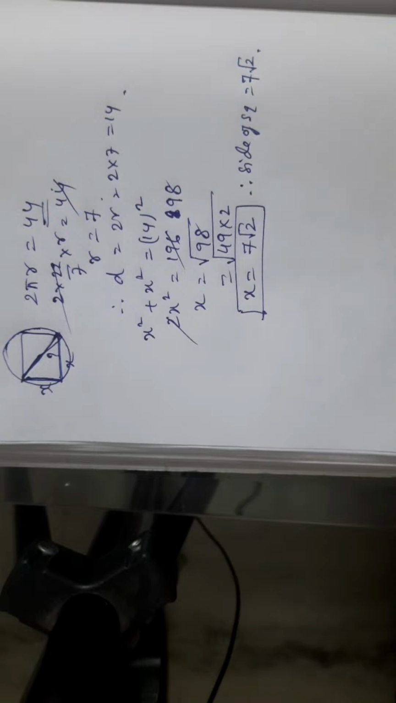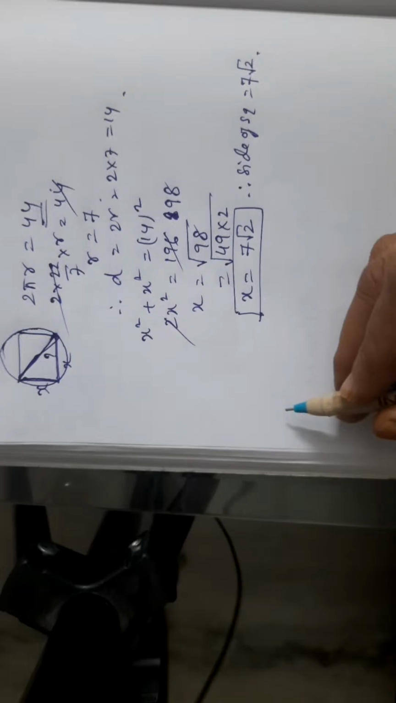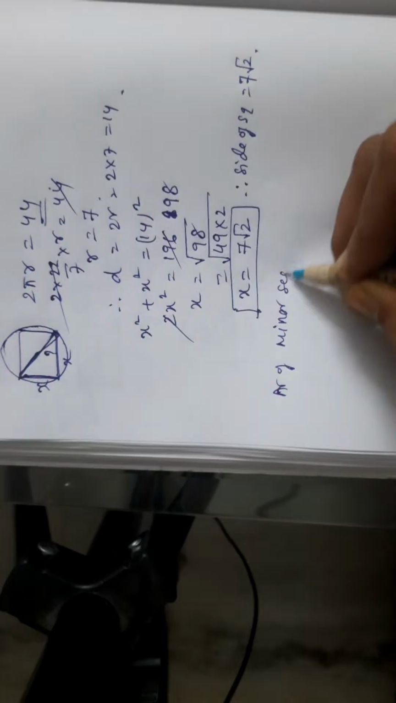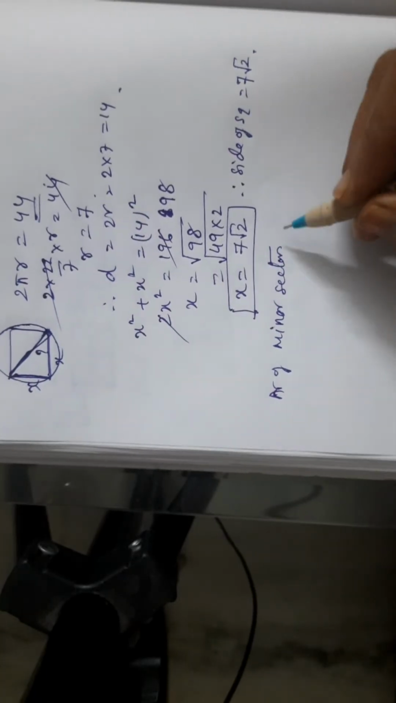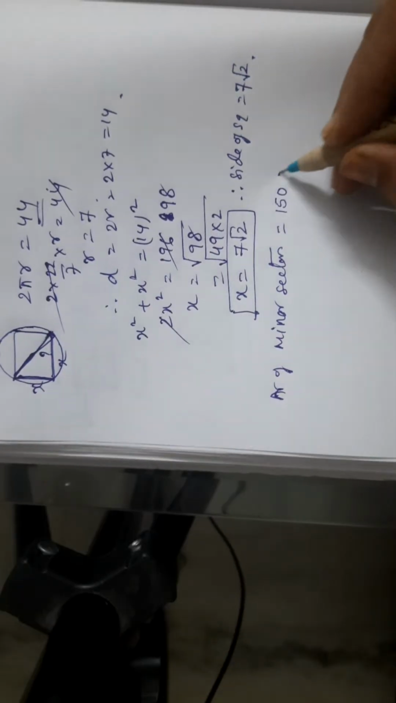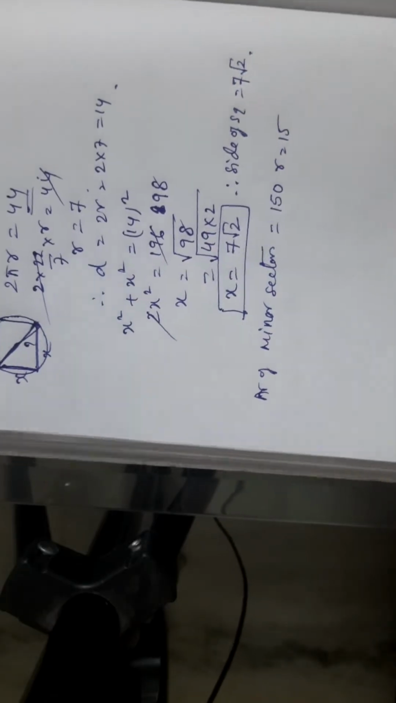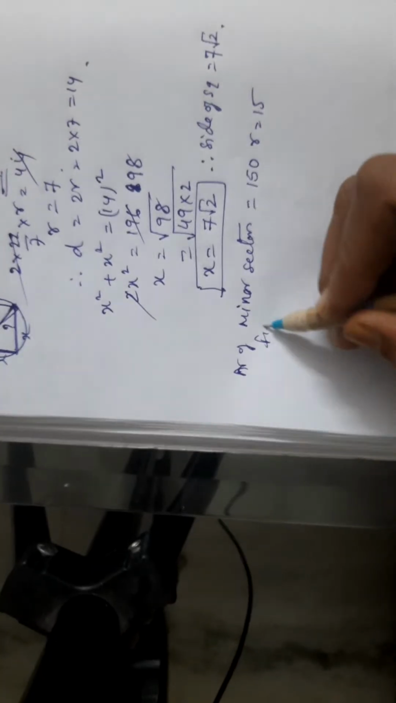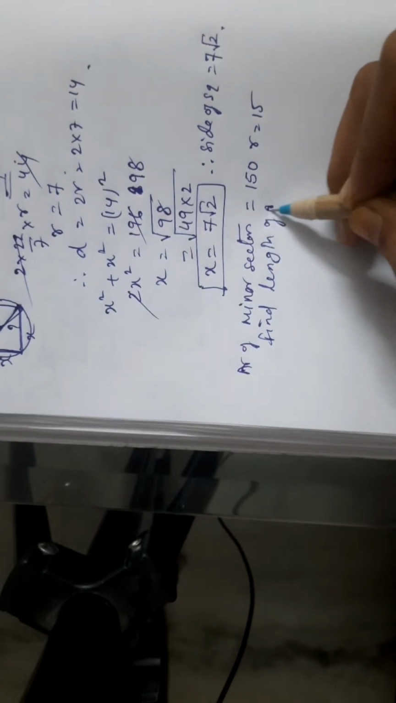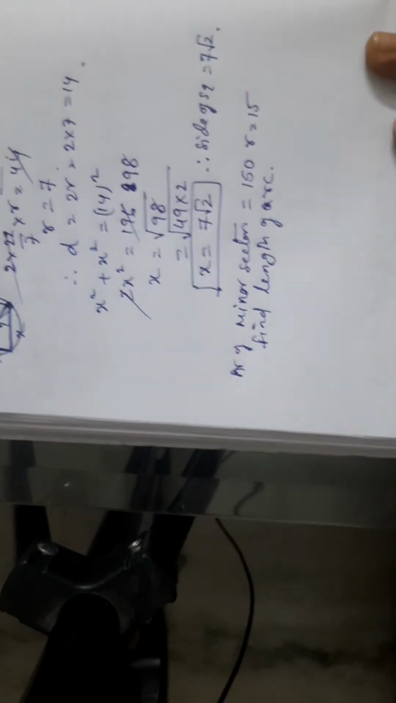Area of the minor sector is 150. Find the length of the corresponding arc. The next question is given. The area of the minor sector is 150. Its radius is given as 15. We need to find the length of the arc.